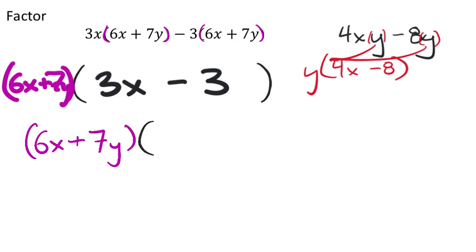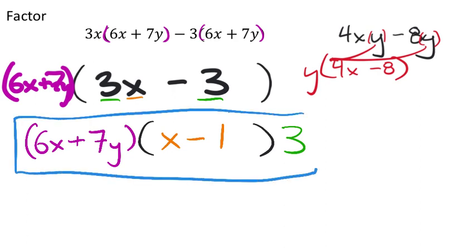But the parentheses there, the 3x minus 3, these both have 3's right there. Not x's, of course, but you probably should factor out a 3 right there. And then what are you left with? Well, you got the x, and then you got the negative 3 divided by 3, which is negative 1. And now we would call this fully factored.